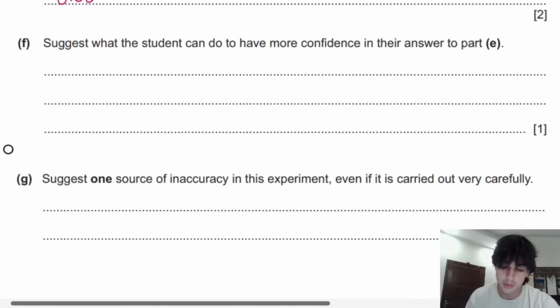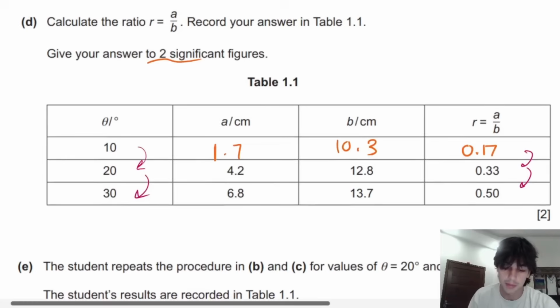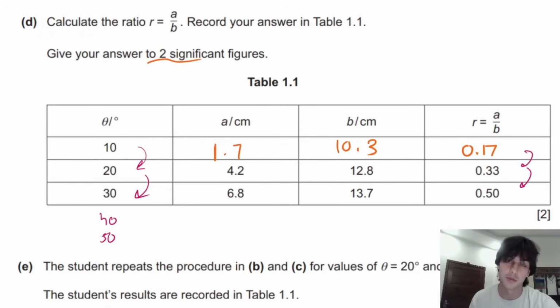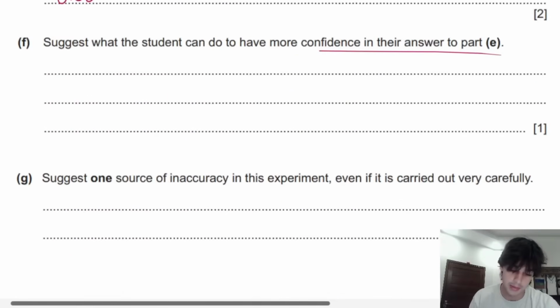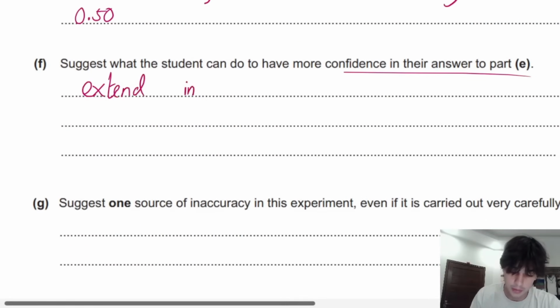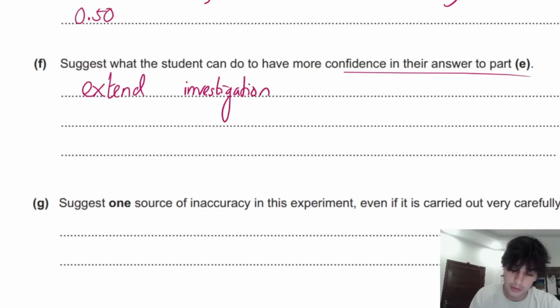Okay, moving on. So that's what the student could do so that they have more confidence in their answer to part E. Simply put, we only have three readings. What if we extend the values of theta? What if we add 40 degrees, 50 degrees? That would help us more because then it gives us a more precise answer. So we can mention how we can extend the investigation so that we get more theta values.